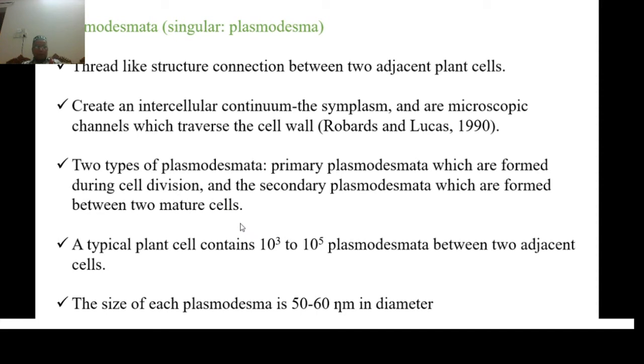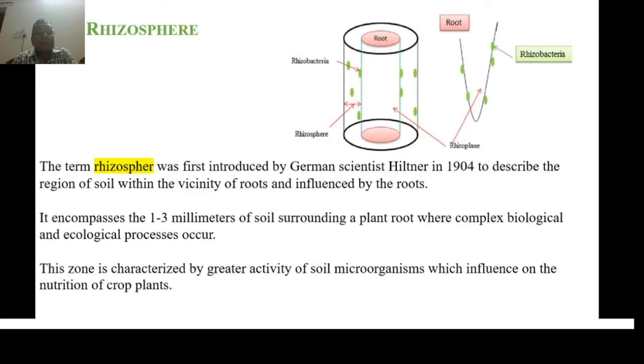Actually, the plasmodesmata function is to transport nutrients from one cell to another cell through this pore-like or thread-like structure. Another is transport of information from one cell to another cell, and another function is to carry stimuli from one cell to another cell. So this is very important for plant nutritional studies.